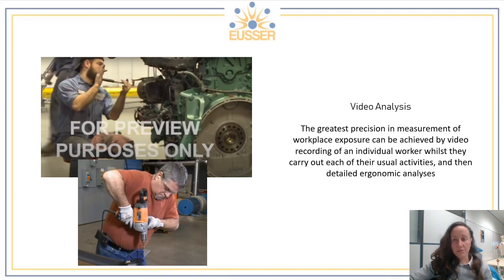Well, the greatest precision, which I always use, is to just make a video recording of the patient while they carry out some of their usual activities at work. And then you can do a detailed ergonomic analysis of that. The best way to do this is for the patient to ask a coworker to secretly film them at some point during the day. Otherwise, the patient might adapt their motor behavior.